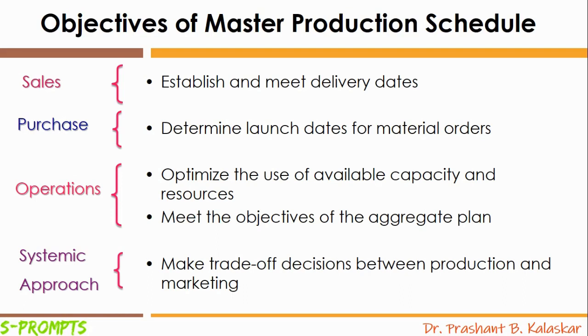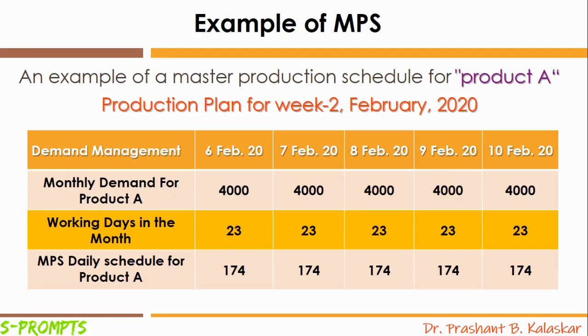The master production schedule also helps to make trade-off decisions between production and marketing. Thus, MPS shows the details of total quantities that are required to be produced in 1 month, which match the market demand, the quantity of finished goods to be produced per day, and the number of working days available in that particular month, which can be clearly understood from the table.